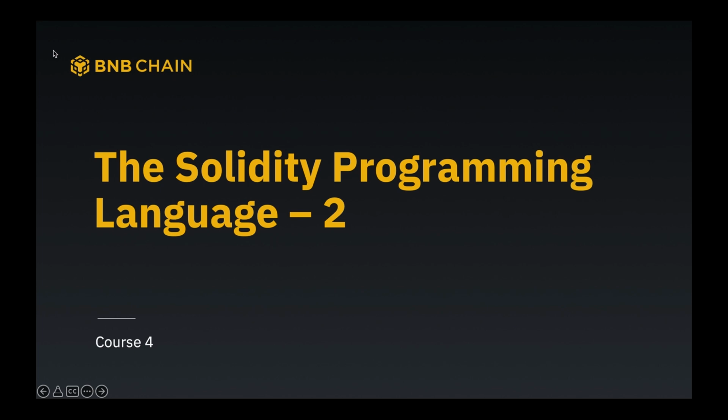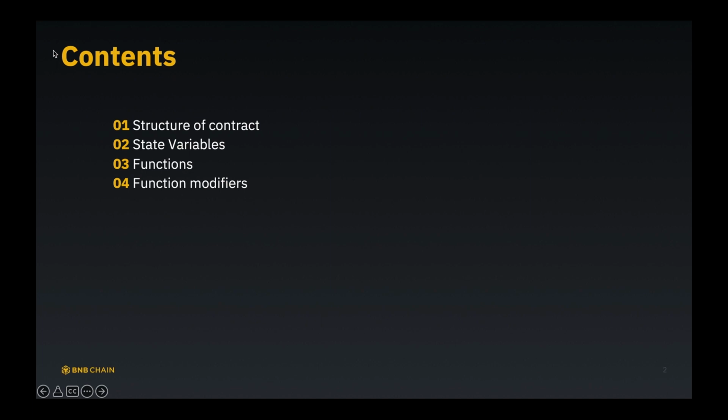Hi all, here begins our first video in the BNB Chain development tutorial series. It is also the second video about the Solidity programming language. In the last video, we discussed the types, variables, and control structures in Solidity. In this video, we will start handling contracts. We will talk about the structure of contracts, state variables, functions, and function modifiers.